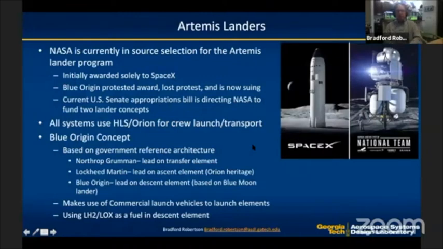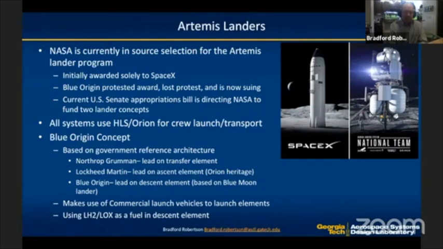So I would say they're currently in source selection for the Artemis program. It was initially awarded to SpaceX solely. Blue Origin protested the award, lost that protest, and is now suing. The current Senate appropriation bill is still being negotiated, so this could change by the minute.